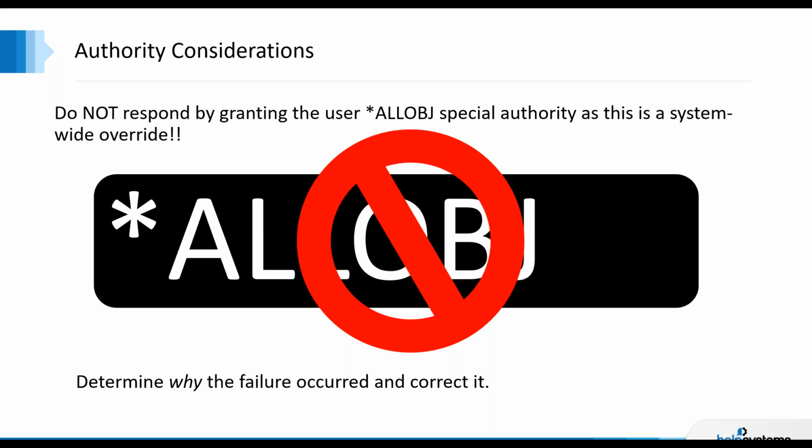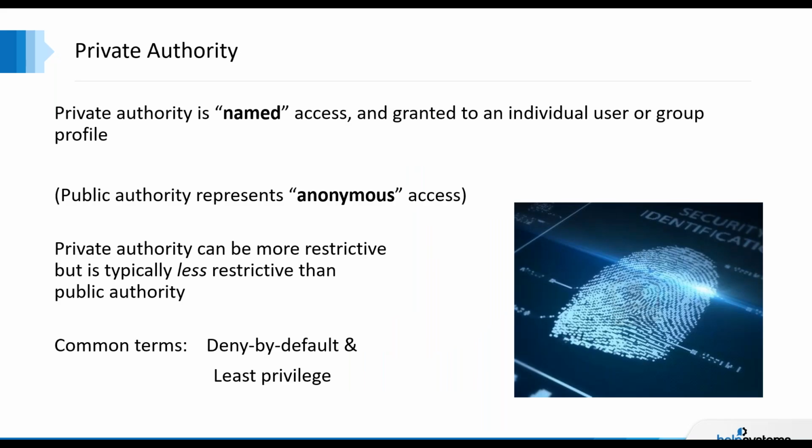This is like trying to put in a finishing nail with a sledgehammer. It is complete overkill. In fact, what we're doing in many instances is trying to reduce the number of users with *ALLOBJ. So the answer when we experience an authority failure is not to simply grant *ALLOBJ, because like I said, it tends to be significant overkill. We talked about public authority before, but what I want to talk to you about now is a concept called private authority. Private authority is really kind of named permission.